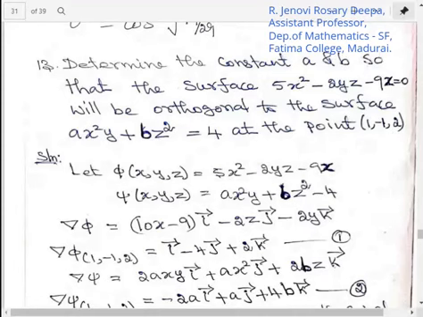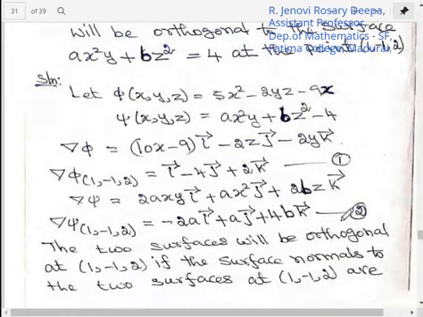So the first surface is 5x squared minus 2yz minus 9z equal to 0. So phi of x, y, z is equal to 5x squared minus 2yz minus 9z. And the next surface, you can consider that as psi of x, y, z, that is equal to ax squared y plus bz squared minus 4.